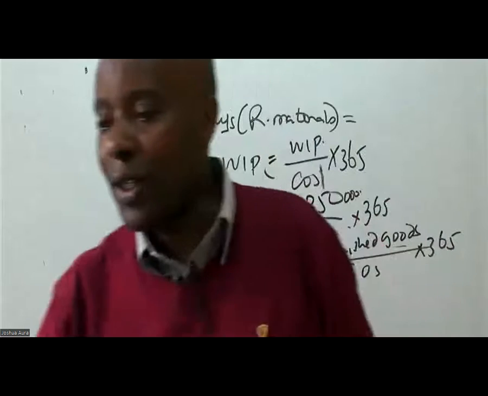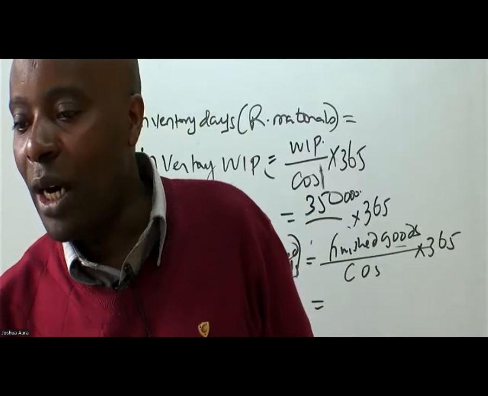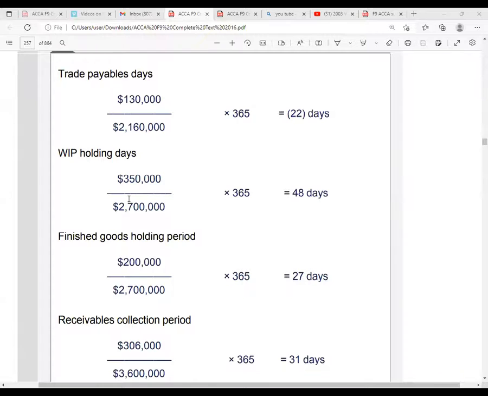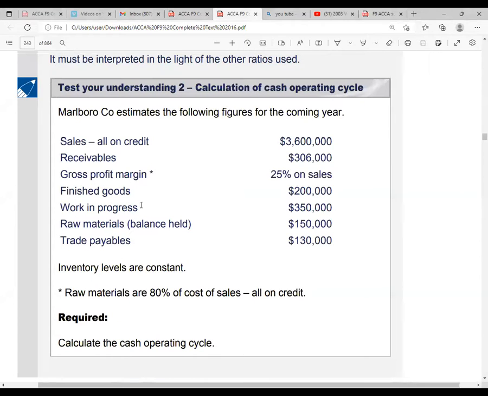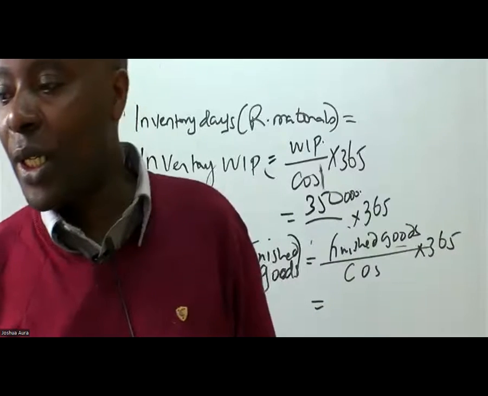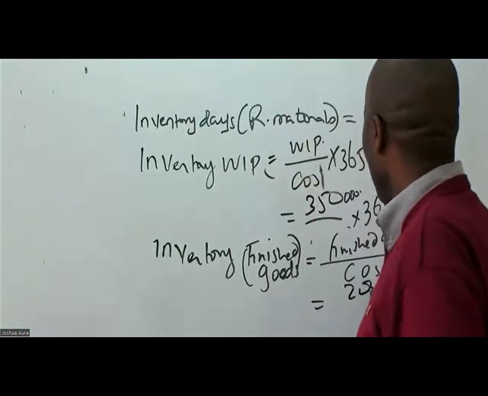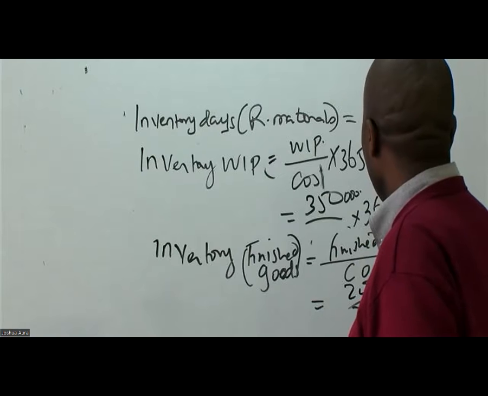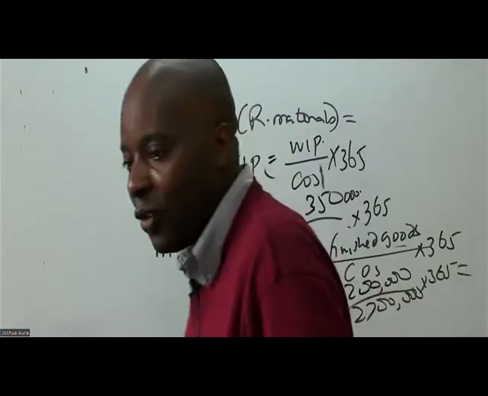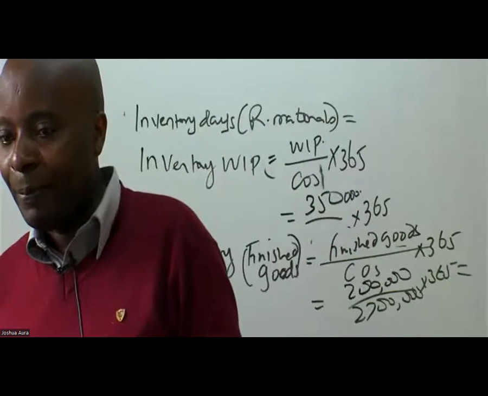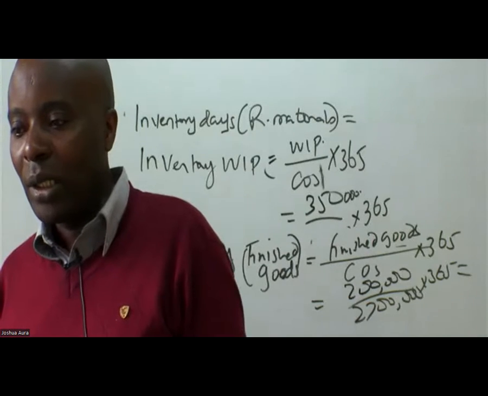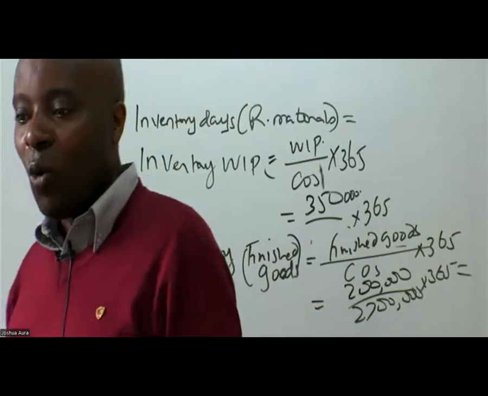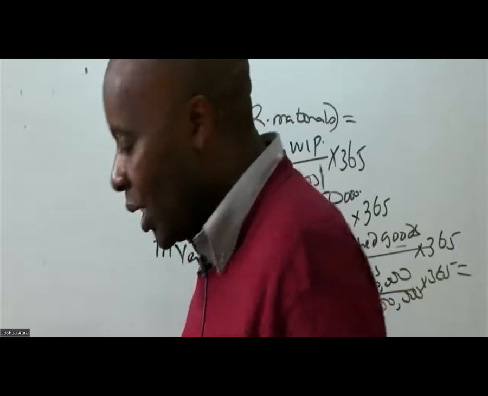So in this case, do we have finished goods? Oh, yes, we do. They've given us finished goods here of 200,000. So I should be able to take 200,000 divided by the cost of sales of 2.7 million times 365, which at the end of the day will give me how many days? Somebody? 27, right? 27.